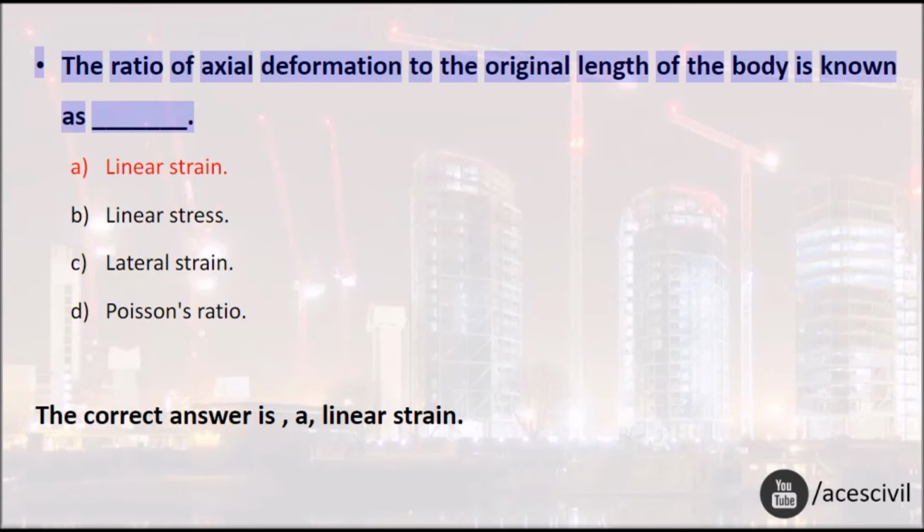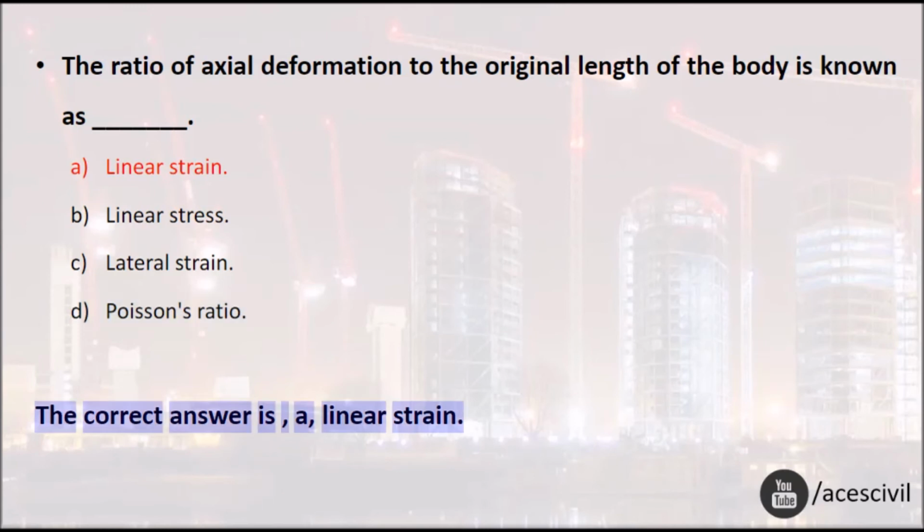The ratio of axial deformation to the original length of the body is known as A. Linear strain, B. Linear stress, C. Lateral strain, D. Poisson's ratio. The correct answer is A. Linear strain.